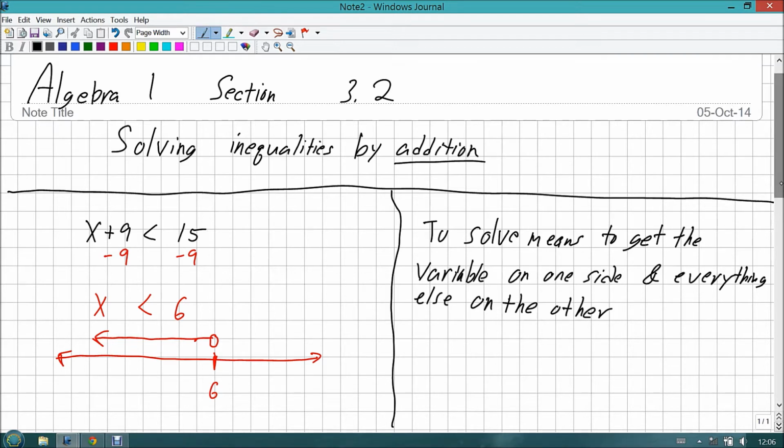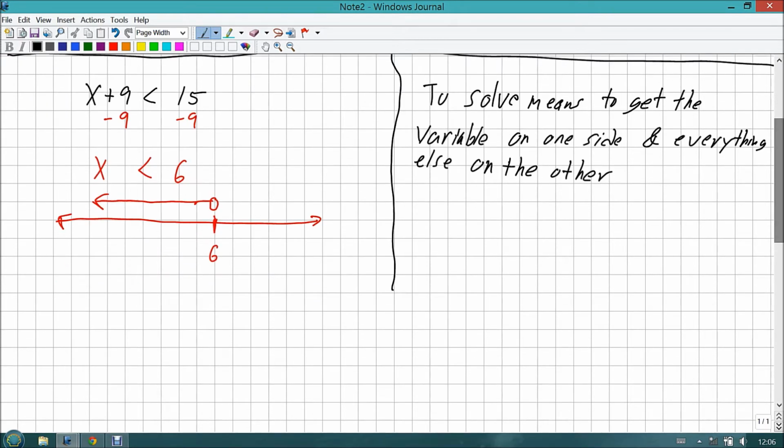Easy as pie? Absolutely. In fact, it is so easy it makes pi look pathetic. So let's go ahead and do another example.